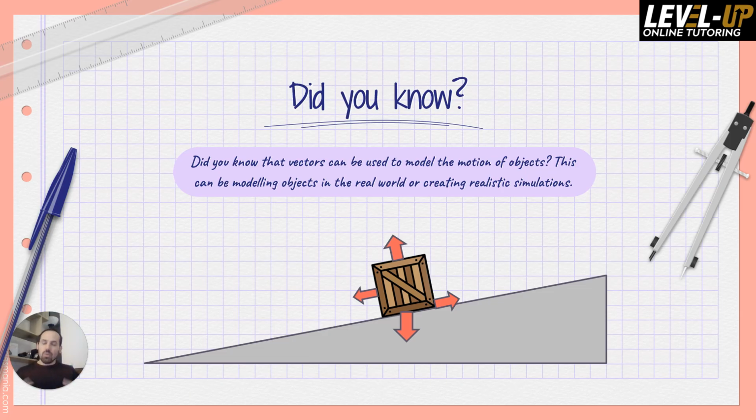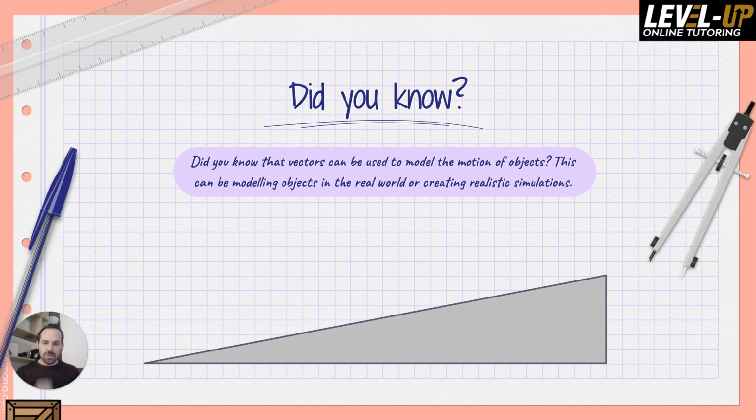Maybe it will just stay still. Maybe the frictional force is strong enough for it to stay still, or maybe not. Maybe it will slide down the slope and fall off. So that's an example of vectors that you'll be using very soon if you're going on to A-level math or physics. But if not, it's just a fun fact of how vectors are used in real life.